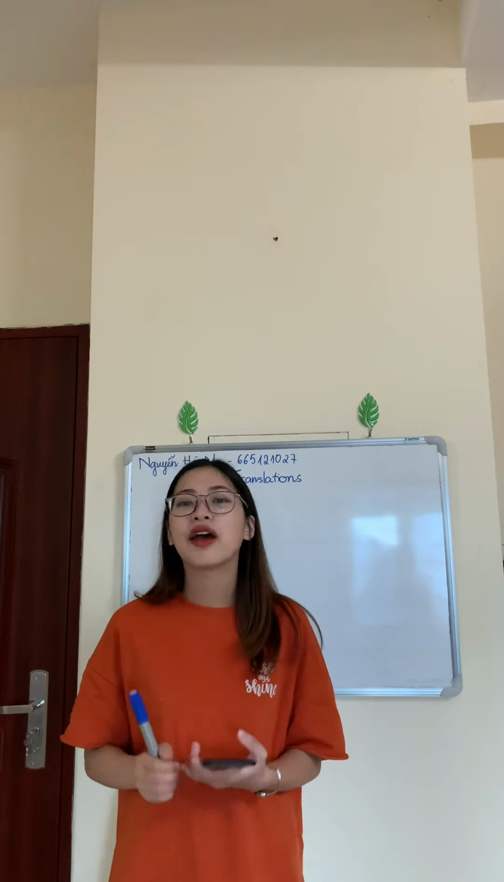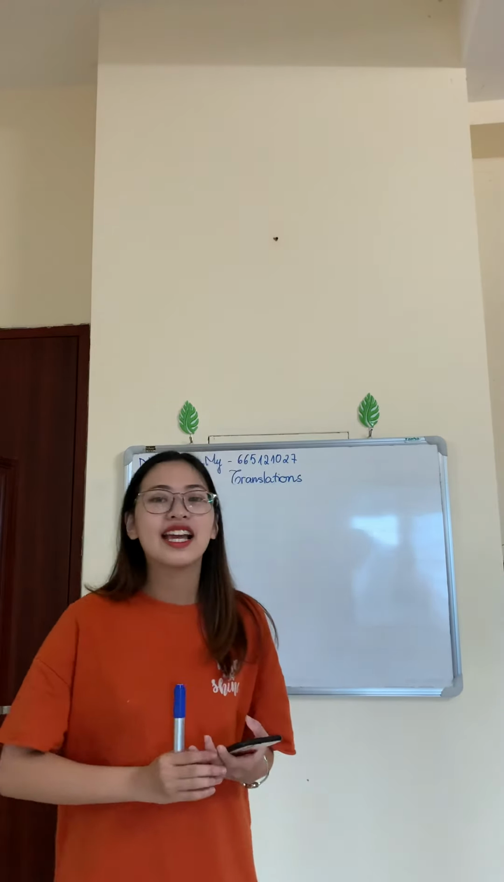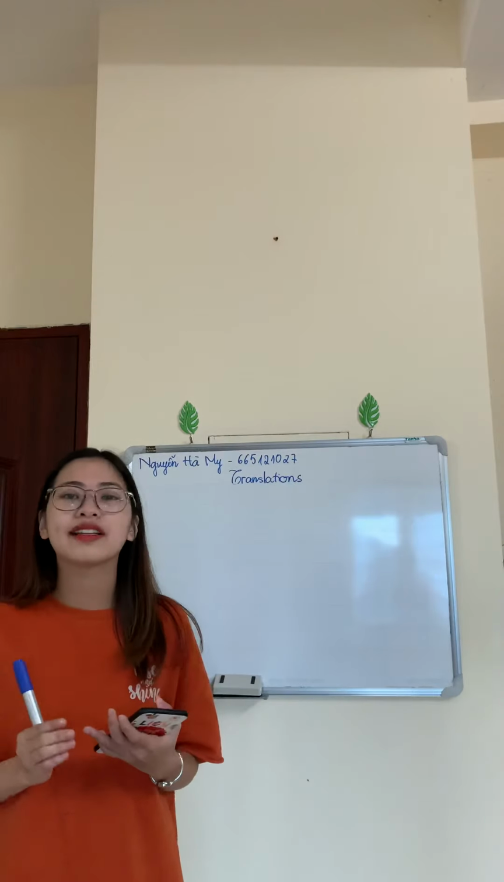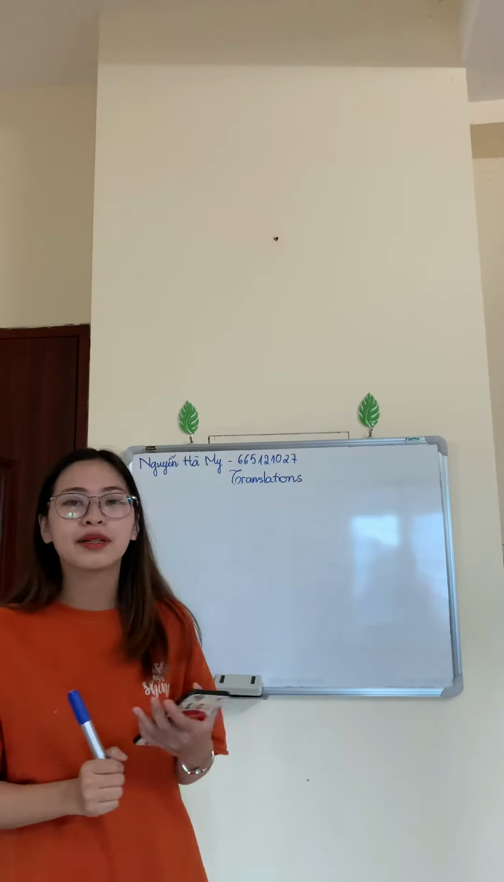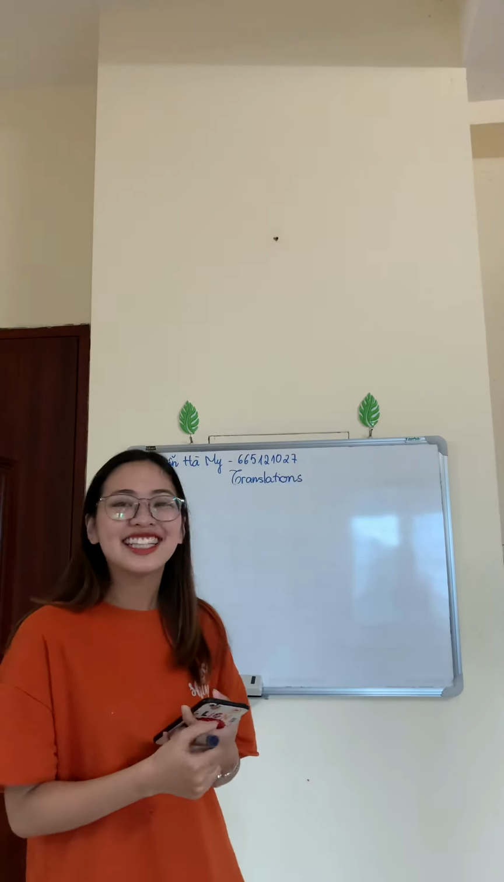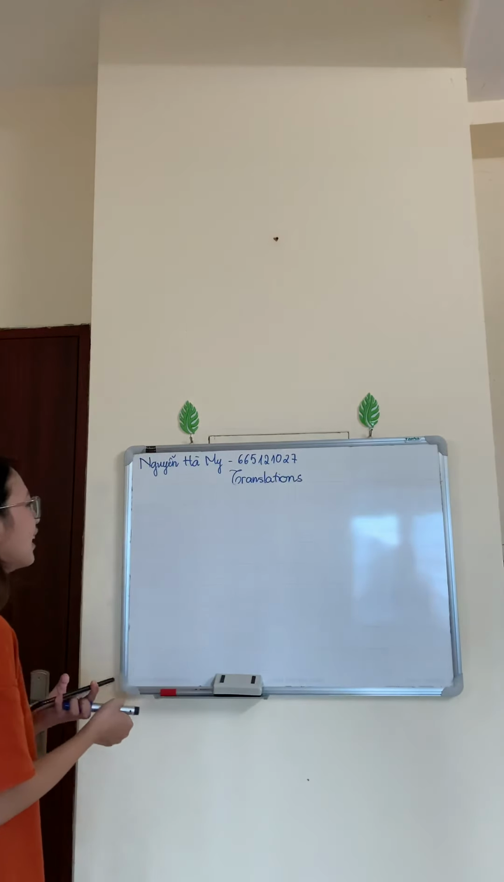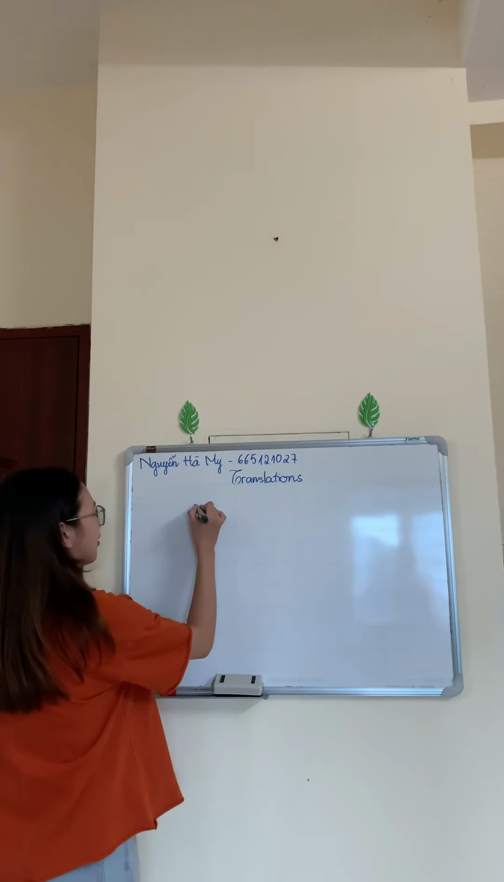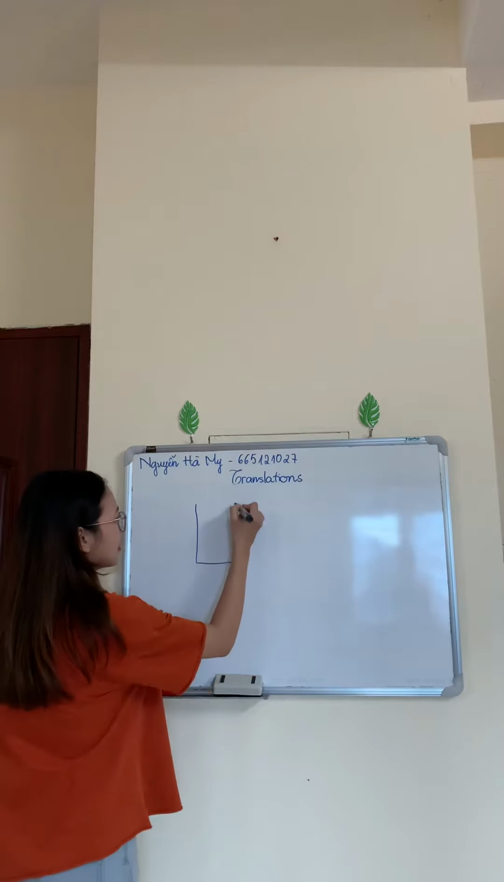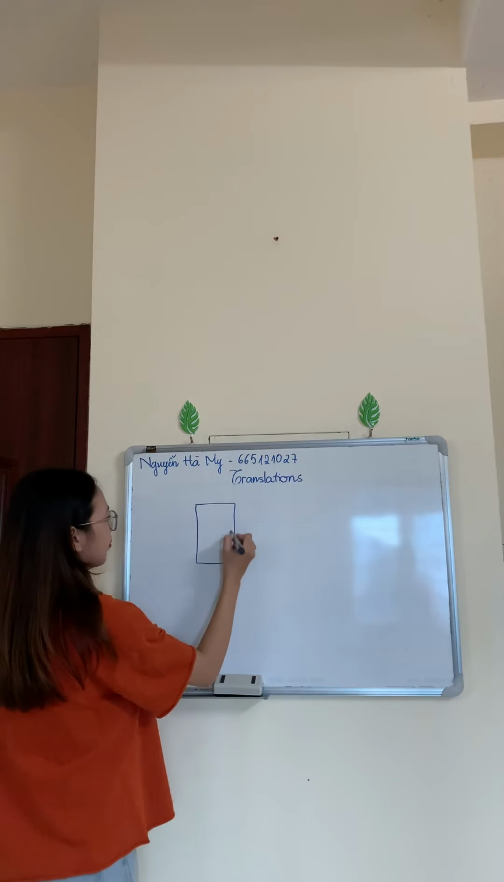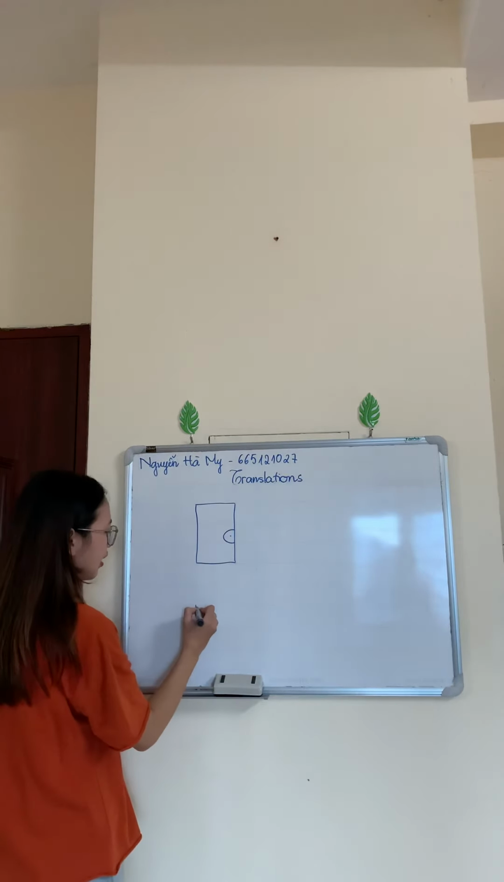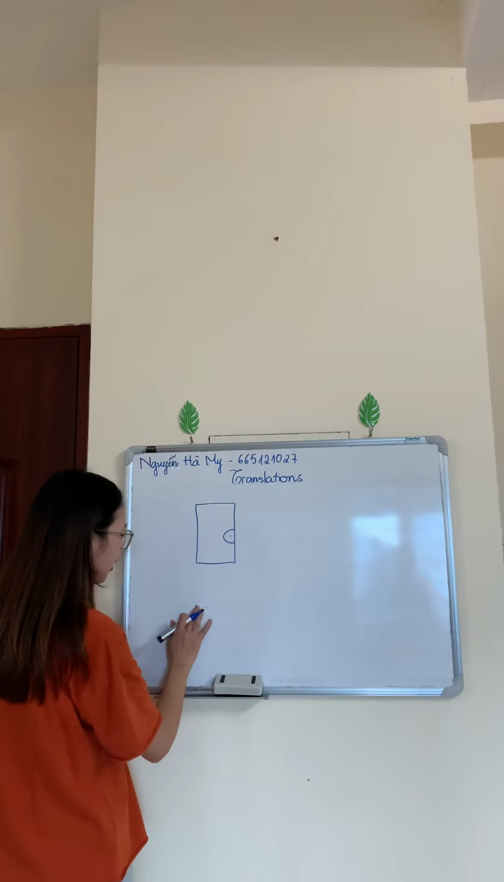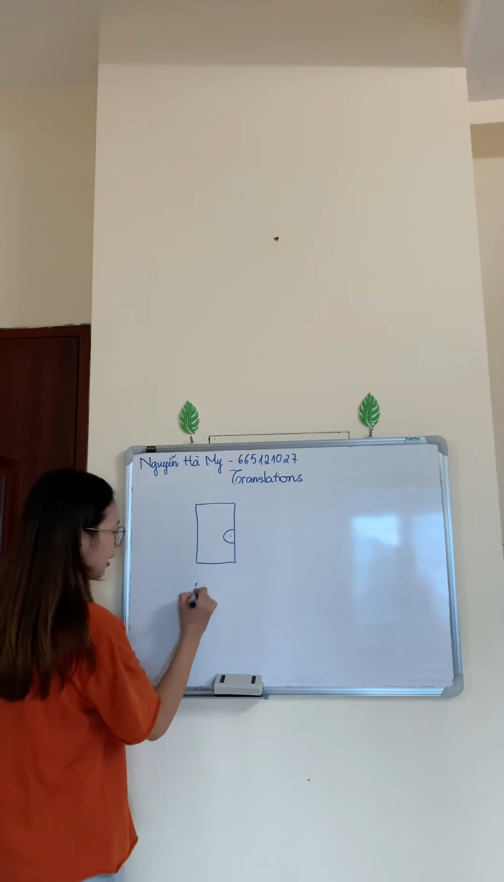In the last lesson, we learned about transformations, and today we will go more deeply into a particular type of transformation, which is translation. So I have a door like this, and vector endpoints A and B.